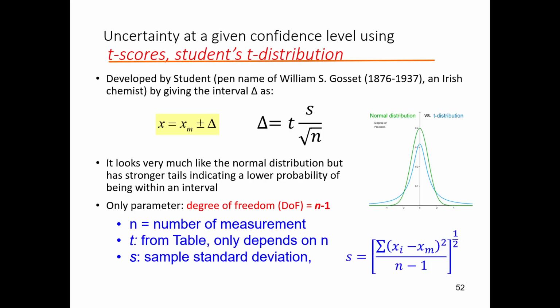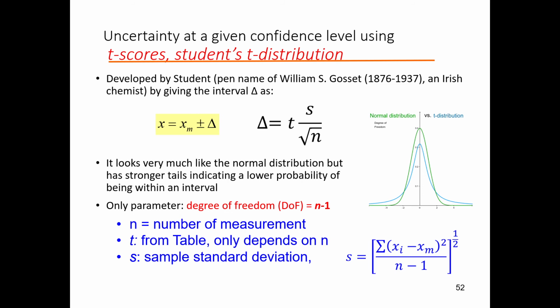We are not going to go into the details of the methodology. You just have to know it was developed by someone called a student, which was a pen name for a chemist named William S. Gossett. The reason he used the pen name student was that he could not publish his method under his own name, because he was under some sort of contract with a beer company. He was not allowed.